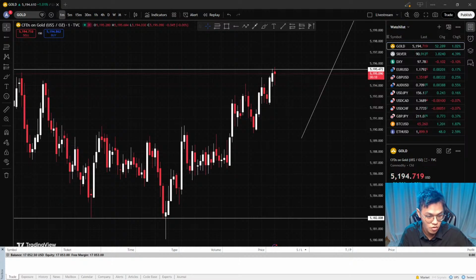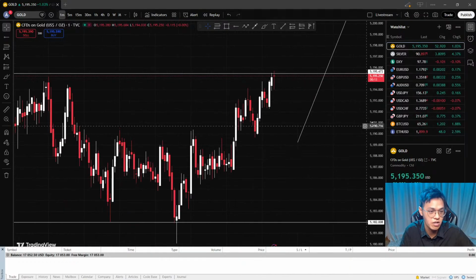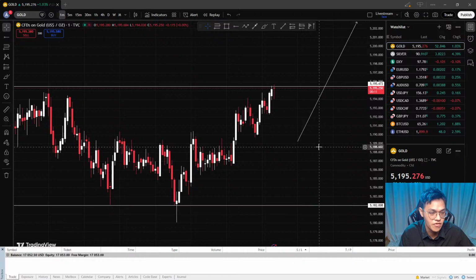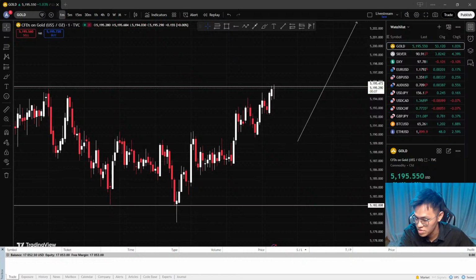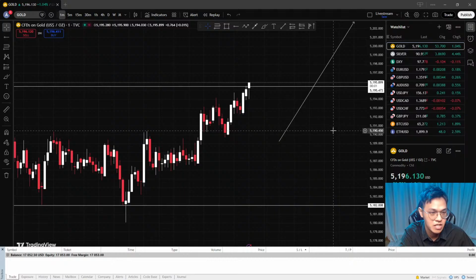So guys, will you go for buy or sell? If you go for buy, then you type buy. If you go for sell, then you type sell, okay?